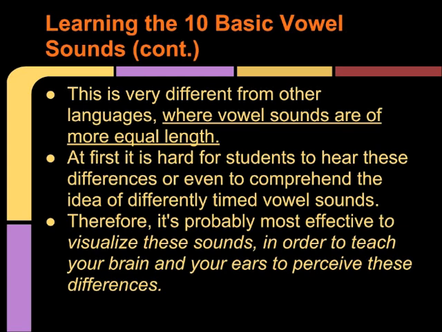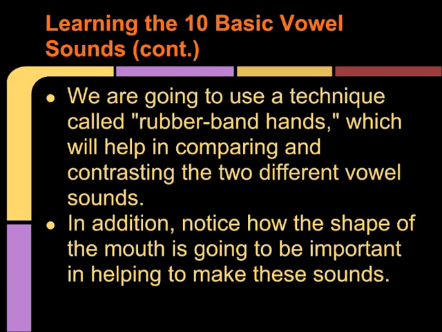Therefore, it's probably most effective to visualize these sounds, in order to teach your brain and your ears to perceive these differences. We are going to use a technique called rubber band hands, which will help in comparing and contrasting the 2 different vowel sounds. In addition, notice how the shape of the mouth is going to be important in helping to make these sounds.